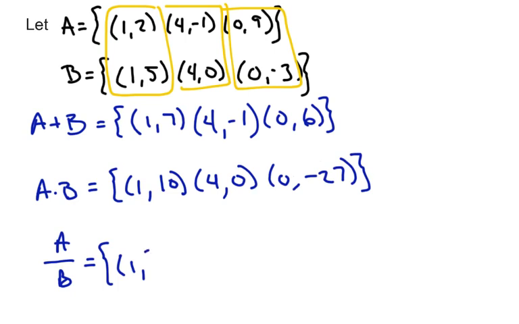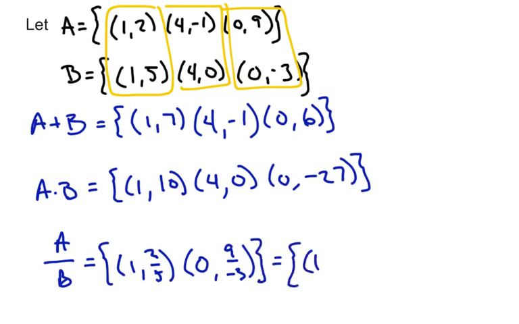Be careful when it comes to division, because we're going to look at the 1s and now divide the y coordinates. 2 divided by 5. That's fine. But when we look at 4 and we divide the y coordinates, we're going to have negative 1 divided by 0. And we can't have 0 in the denominator. That's a problem. So we take it out of our set and just move on to the next element, when x is 0, and divide the two y coordinates. 9 divided by 3. So of course we should simplify that into (1, 2/5) and (0, negative 3).